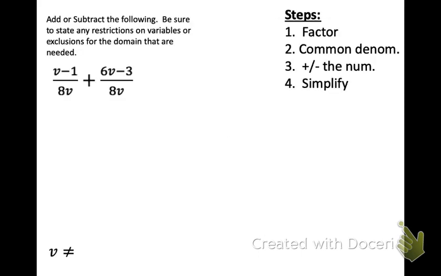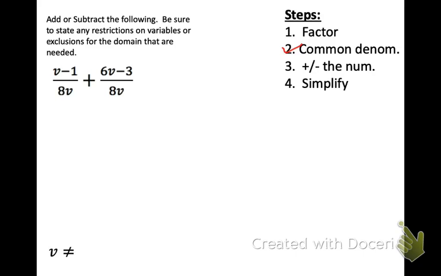Okay, this first one, we're adding two rational expressions together, and then we're going to remember to state the restrictions just like we did in the last concept. Okay, so my first step is to factor. There's nothing to factor really. I could factor this. I could pull a 3 out, but my goal of factoring would be to get common denominators, which I actually already have. So we'll just go ahead and say we've got step 2 done.